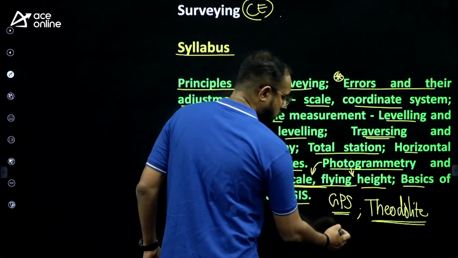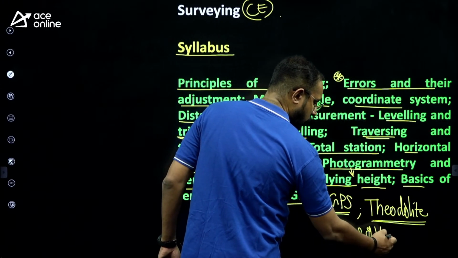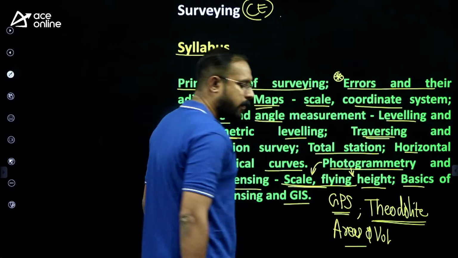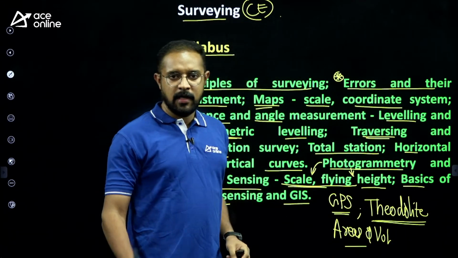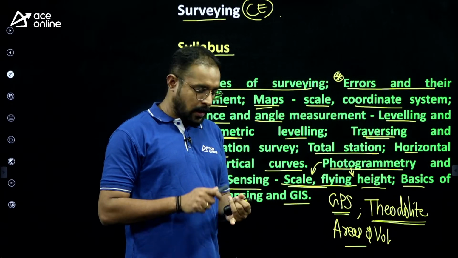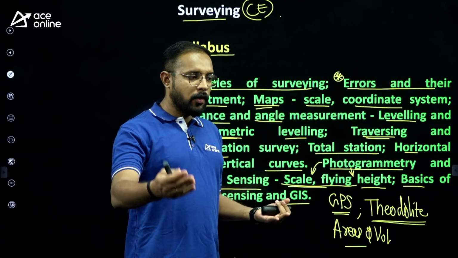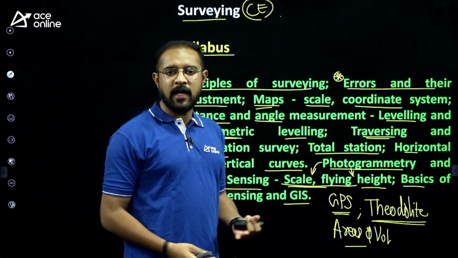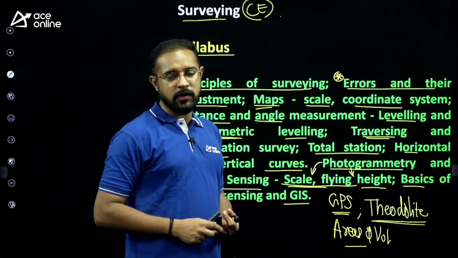Right. Followed by another topic that is not mentioned, areas and volumes. Areas and volumes is also one topic that is not mentioned in our GATE syllabus. But please understand, surveying has three objectives. Number one, to prepare the map and plan of the area. Number two, using that map and plan, calculate the area and volume. For example, you are going to build a railway line that is 100 km long. What is the volume of earthwork required? That volume calculation we need to do.